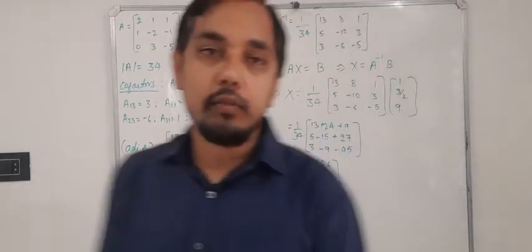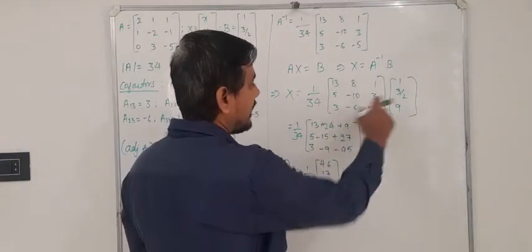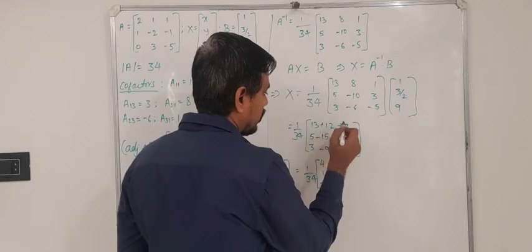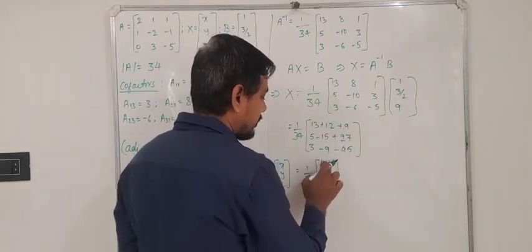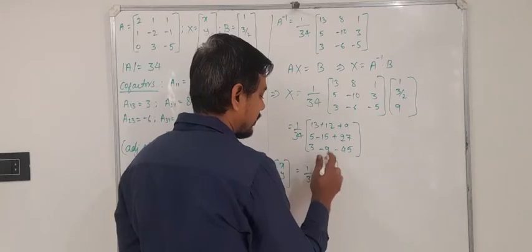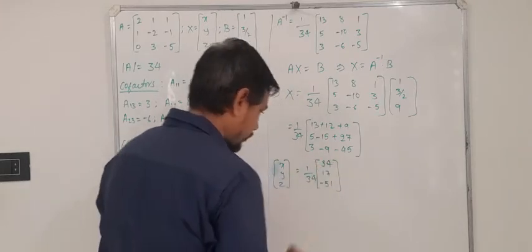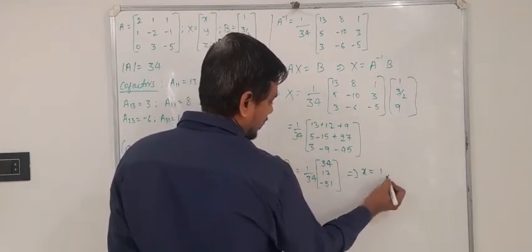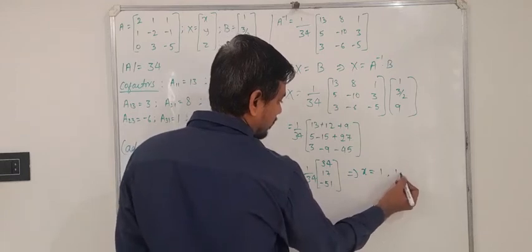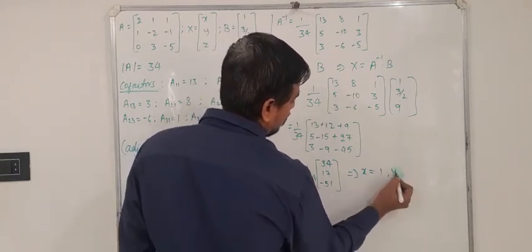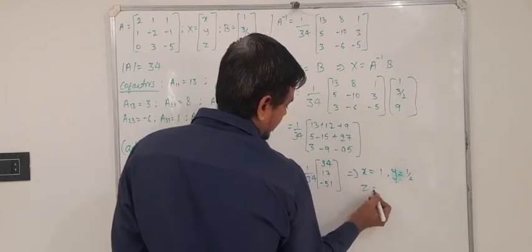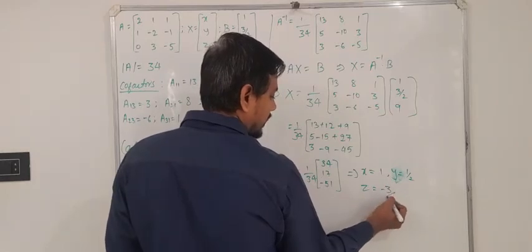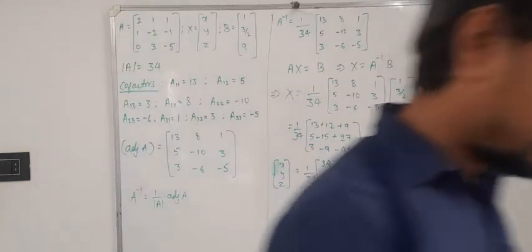So there's one small correction over here. 8 into 3 by 2 is 12, not 24. So 12 plus 13 is 25, 25 plus 9 will become 34. So now you can directly write x is 34 by 34, that is 1. y is 17 by 34, that is 1 by 2. And z is minus 51 by 34, that is minus 3 by 2. So make a note.